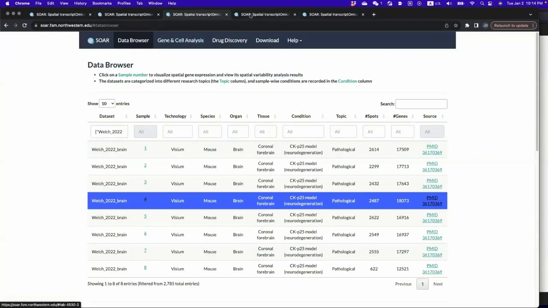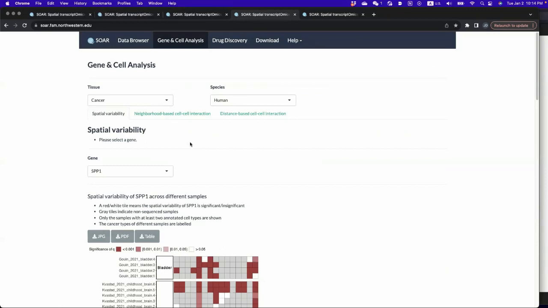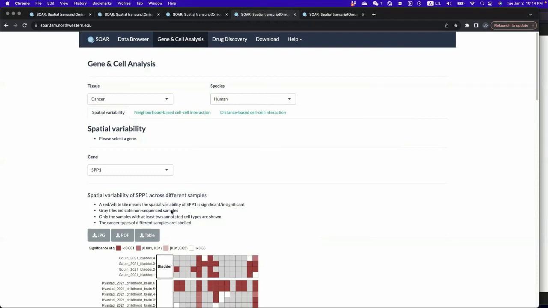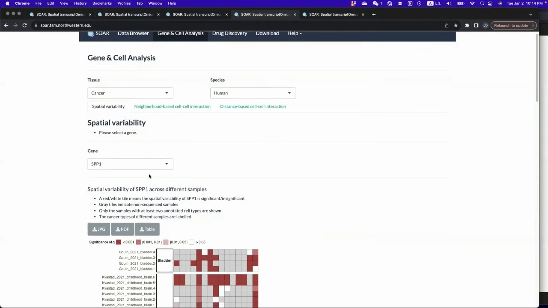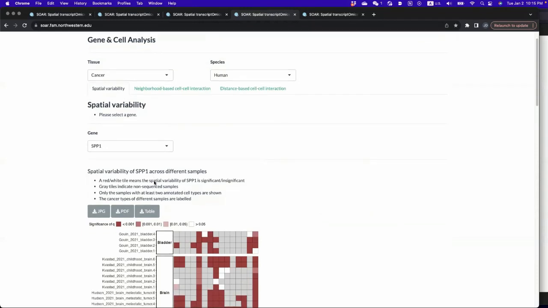The next tab, Gene and Cell Analysis, allows users to investigate cell type-specific expression patterns and cell-cell interactions of specific genes. Upon entering a tissue and species, users can then select a gene, as I do for SPP1 here. The first Spatial Variability tab allows users to conduct meta-analysis of spatially variable genes across different samples.